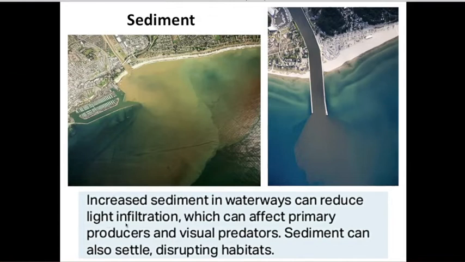can reduce light infiltration. So your organisms that grow on the bottom of the water source, they're making dissolved oxygen through photosynthesis, but that's not happening if there's too much sediment in the water. That can affect the whole food chain. Primary producers, animals that rely on their sight, and obviously sediment buildup can completely move a habitat.